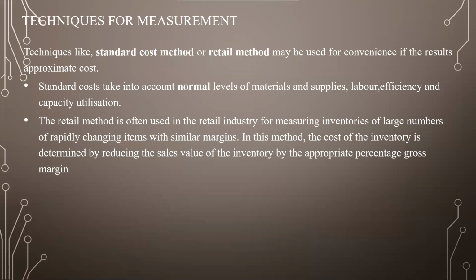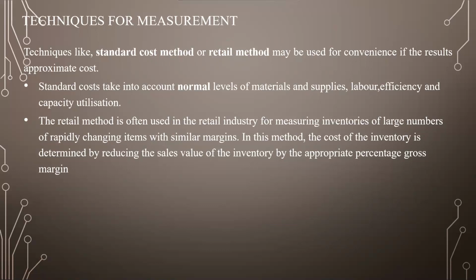There are multiple techniques which are also given by the standard. The company can choose whether to follow a standard cost method, which is allowed, or a retail method. The standard cost method is basically adopting a standard cost, where you define a cost at your normal level of production, labor efficiencies and capacity utilization. Then on a quarterly or monthly basis, depending on your reporting standards, you actualize that cost.